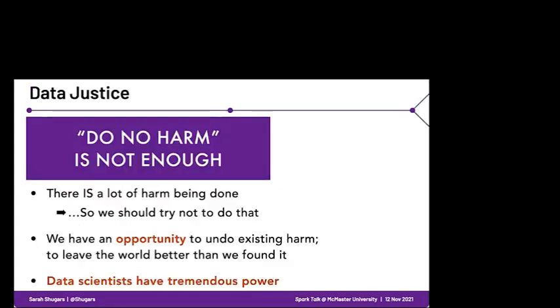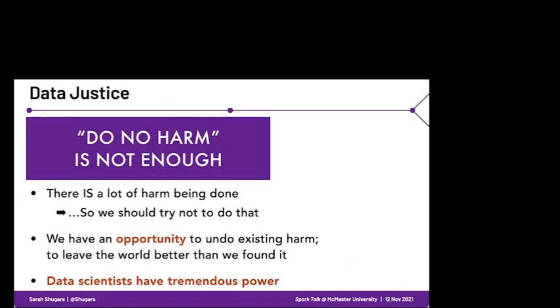Okay, so I'll finally give a brief definition of what I mean by data justice. So many formal institutions of data ethics work off the premise that you should do no harm. And that's certainly great. Let's not do harm, but it's also not enough.